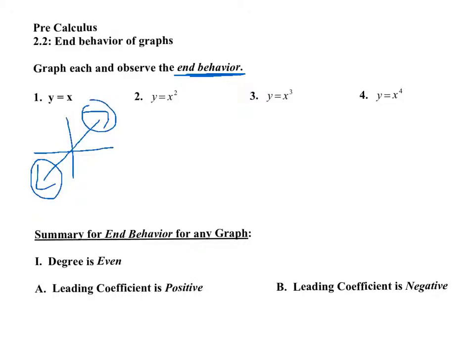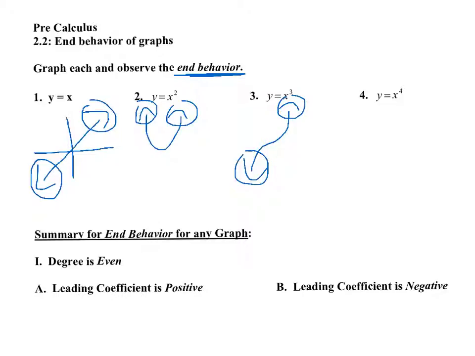Okay, and then when we look at y equals x squared, that's our basic parabola. I'm just going to put the parabola. Right? Both ways, to the left it goes up, and to the right it goes up. Well, y equals x cubed, this is our S shape. Now, this is like the first one. This is like the line. To the left it goes down, to the right it goes up.